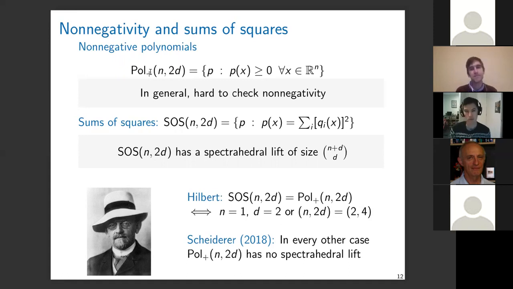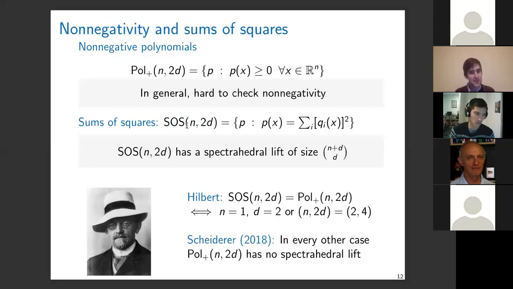On the other hand, there is another convex cone that is related to the cone of non-negative polynomials, and that is the cone of sums of squares. I'm using the notation SOS for sums of squares on this slide and the next one. Again, this is a collection of polynomials in n variables of degree 2d, and sums of squares are polynomials that you can write as a sum of squares of other polynomials. Clearly, if I can write a polynomial as a sum of squares, then it's non-negative. So the sum of squares cone is inside the cone of non-negative polynomials.